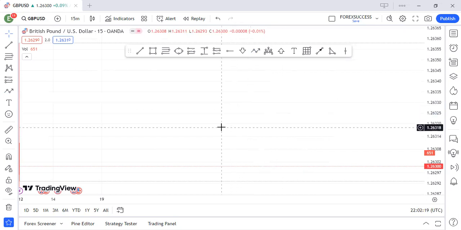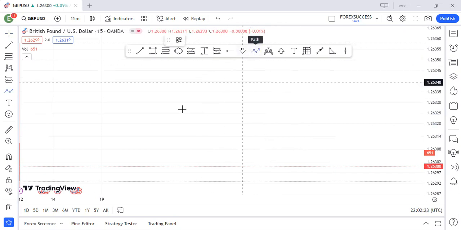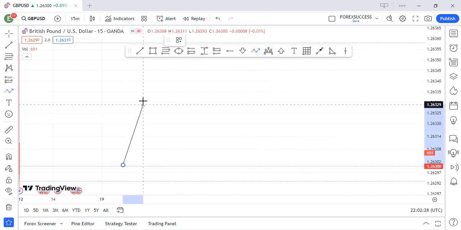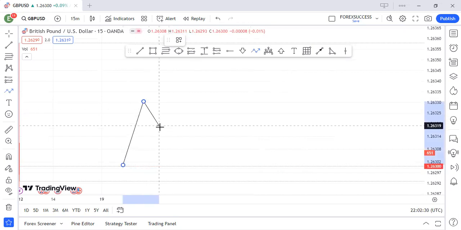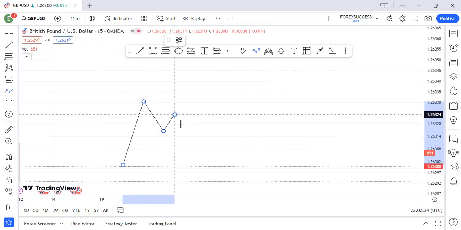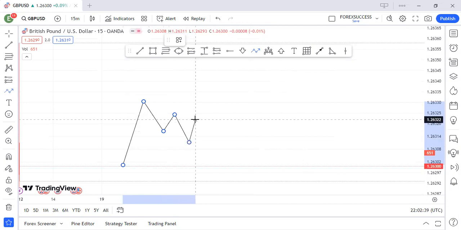Now we have the buy side liquidity and the sell side liquidity. So we're taking the buy side liquidity first. Price has printed this high and it's dropping this way.